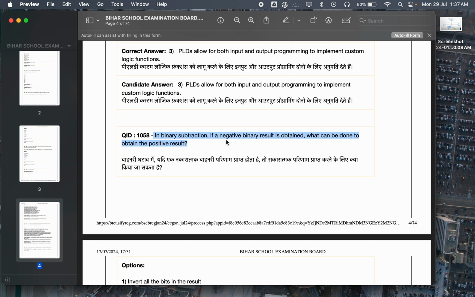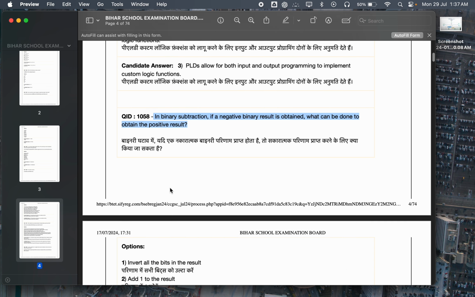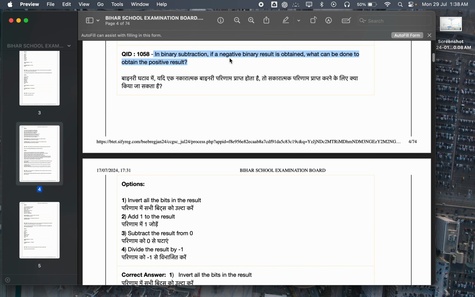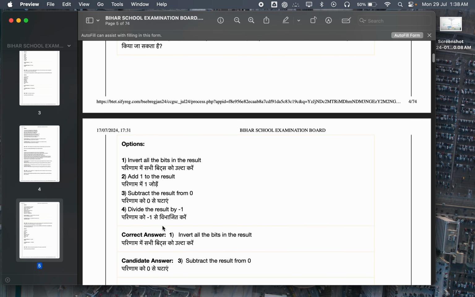In binary subtraction, if a negative binary result is obtained, what can we do to obtain the positive result? Okay. If you have a negative number, right? Okay, so if you have a negative number, we'll just invert all the bits in the result, bring the number as it is. The answer will be no.